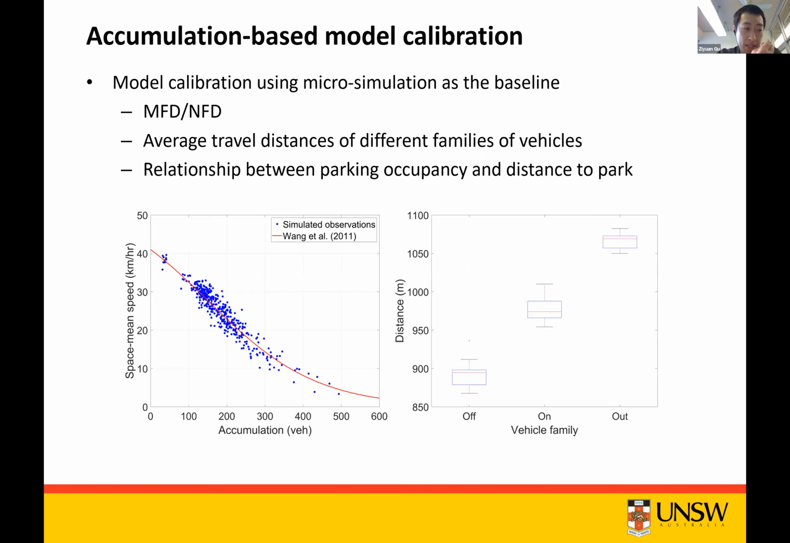Of course, this is a model, and a model normally needs to be calibrated and validated. The question is quite interesting, because now we are using a macroscopic model to describe very detailed parking search behavior. Can this macroscopic model accurately describe this micro behavior? So we used the microsimulation as the baseline, and did a model calibration of this accumulation-based model to see whether the results of the models are consistent. In terms of model calibration, we have three parts. First, you need to calibrate the MFD, then the average distances, and eventually the relationship between parking occupancy and distance to park.